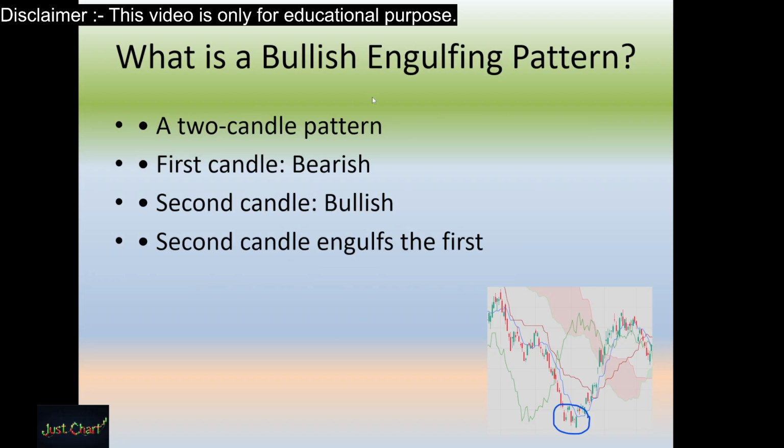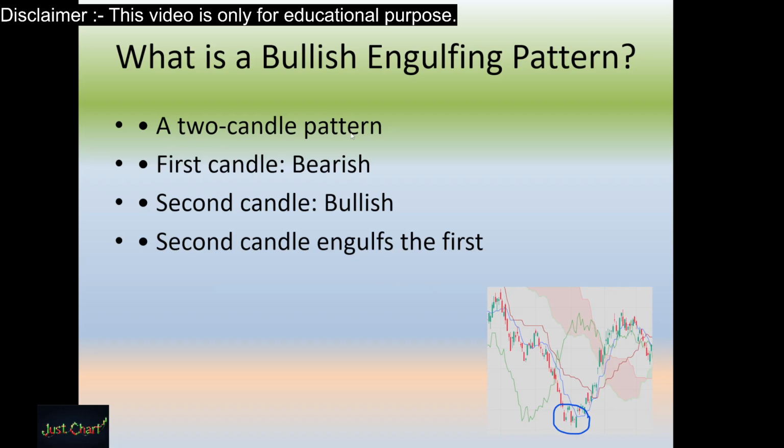So what is a bullish engulfing pattern? It's a two candle pattern. For example purposes, in this particular chart you will see these two candles, a red candle and after that a green candle. So this is the pattern. The previous candle is engulfed by the current candlestick.